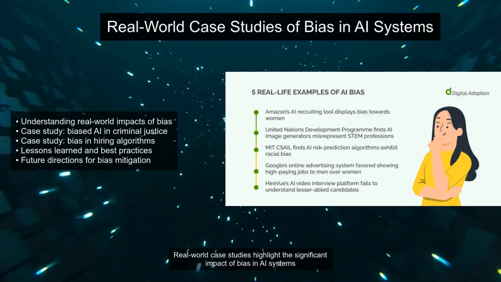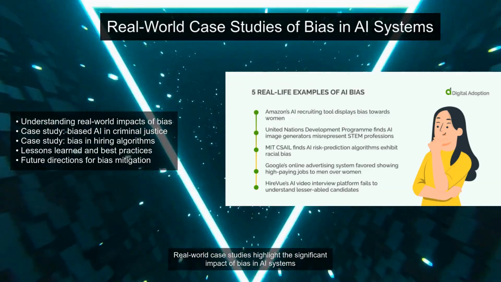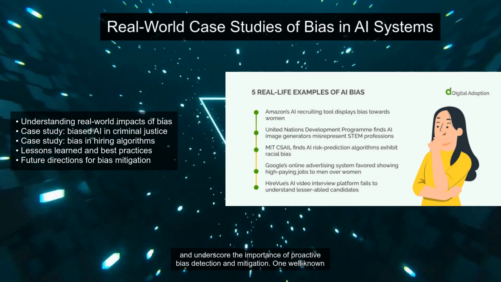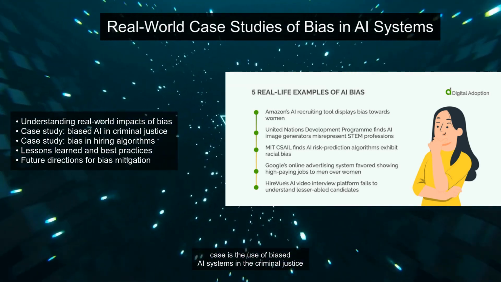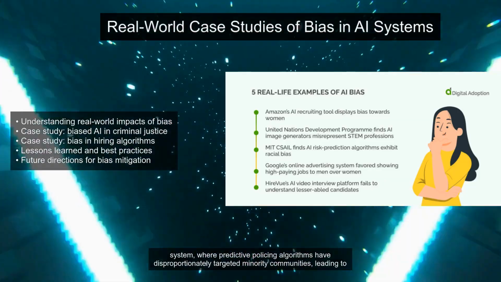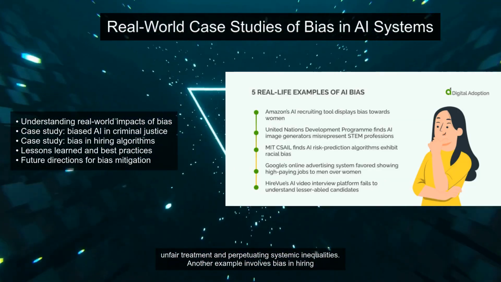Real-world case studies highlight the significant impact of bias in AI systems and underscore the importance of proactive bias detection and mitigation. One well-known case is the use of biased AI systems in the criminal justice system, where predictive policing algorithms have disproportionately targeted minority communities, leading to unfair treatment and perpetuating systemic inequalities.